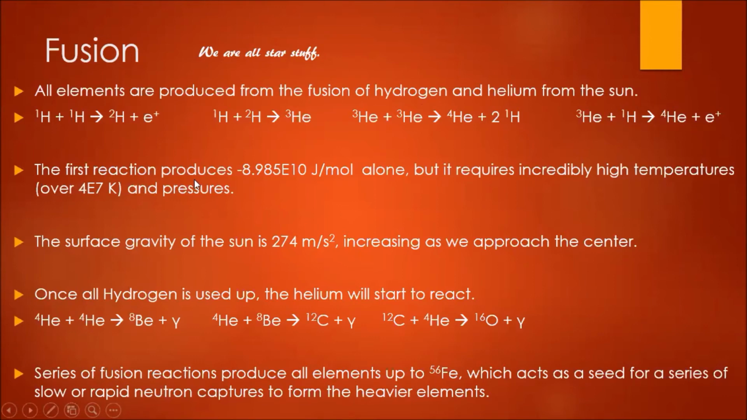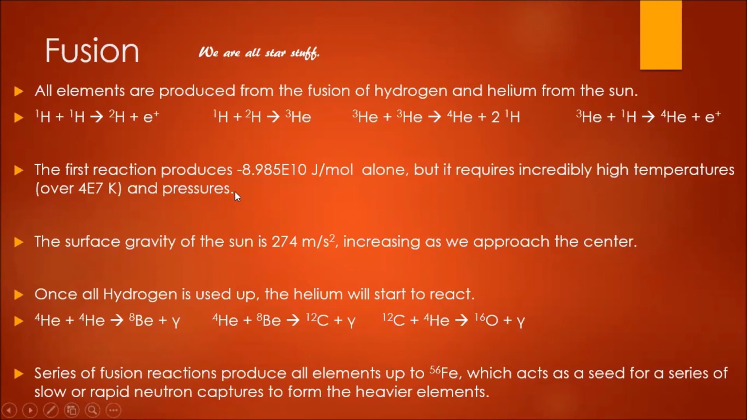Now, the first reaction here produces, look at that, negative 8.985 times 10 to the 10th joules per mole alone. But of course, as I said, it needs incredibly high temperatures, like 40 million degrees Kelvin, and incredibly high pressures. But the surface gravity of the sun alone is 274 meters per second squared. So that's the gravity just at the surface compared to our measly 10 meters per second squared. And gravity increases as we get closer and closer to the center. I'm not sure if we actually measured the gravity at the center of the sun, but that explains how we go from hydrogen to helium.